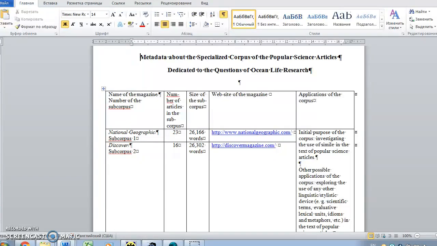If you look at the metadata accompanying the corpus which I constructed for this study, it includes two subcorpora. In the first of them, there are articles from National Geographic, and in the second one, from Discover. This choice was not accidental.